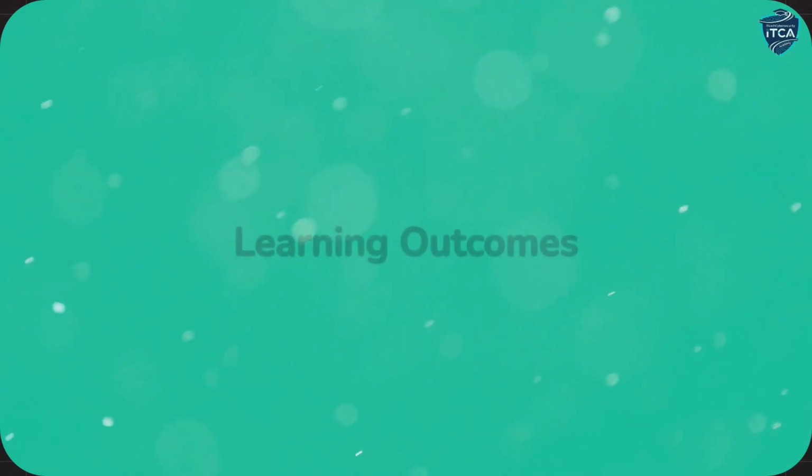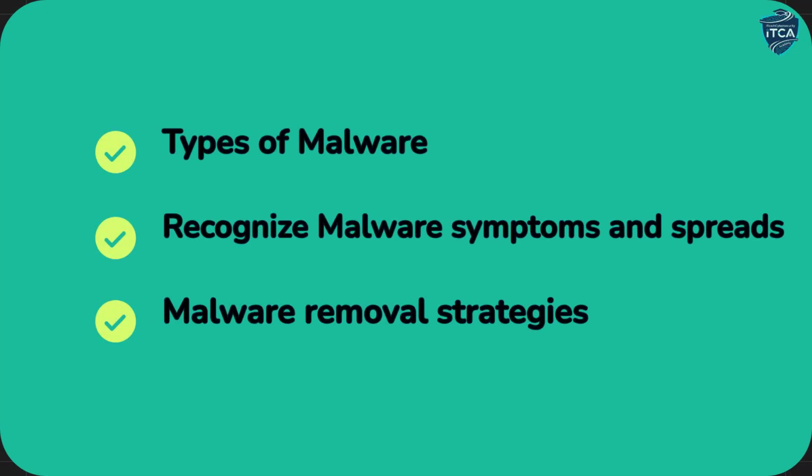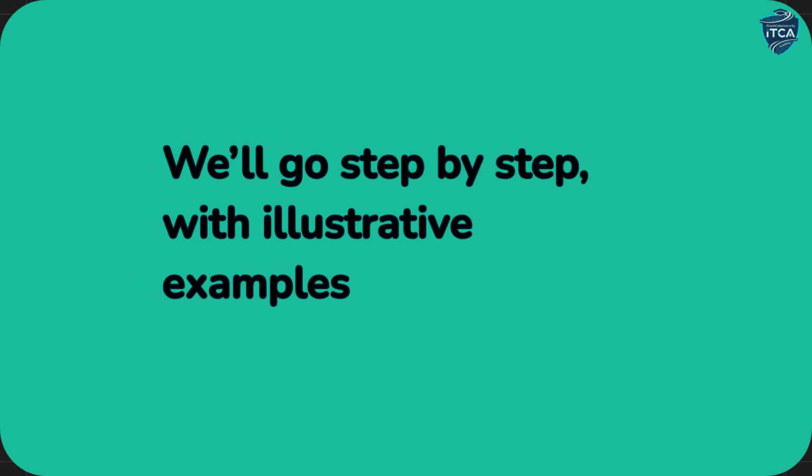By the end of this module, you will be able to identify the main types of malware and understand their unique behaviors. Recognize symptoms and warning signs of malware infections on computers and networks. Understand how malware spreads, including examples of multi-step attacks. Apply effective strategies to remove malware and prevent reinfection. We'll go step by step with illustrative examples so you can see how malware works in real life.